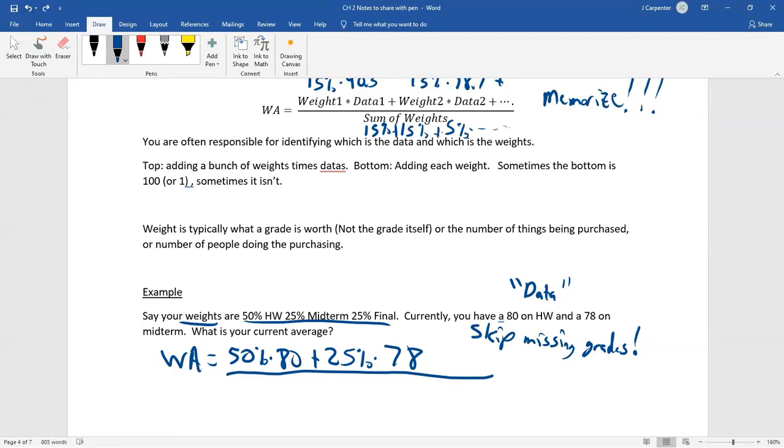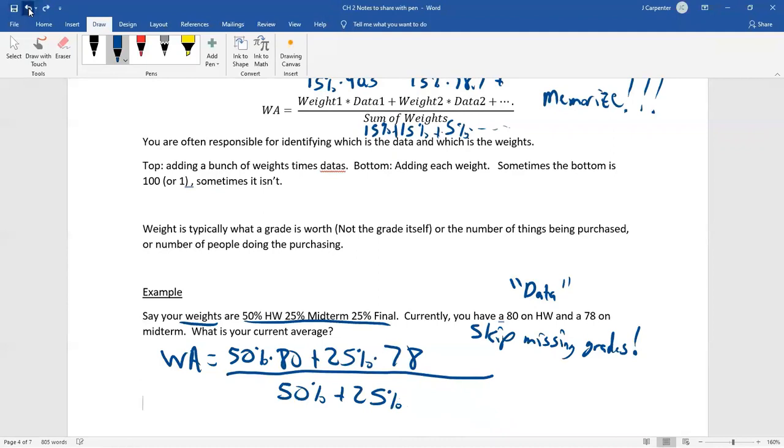So in the bottom, it's the sum of the weights that we used. It's not going to be 50 plus 25 plus 25. It's only the ones we use. So 50% plus 25%. So again, I don't count the 25% of the final because the final hasn't happened.